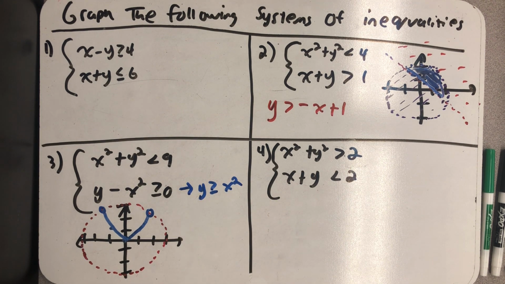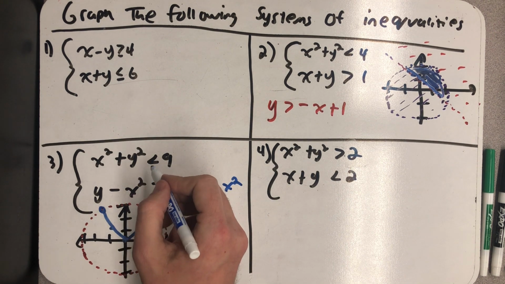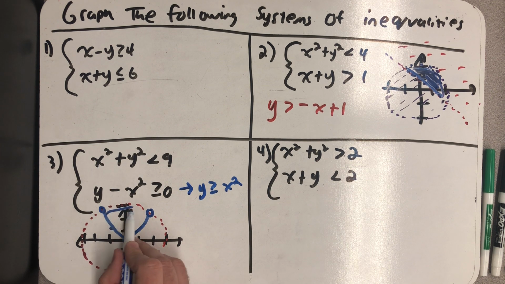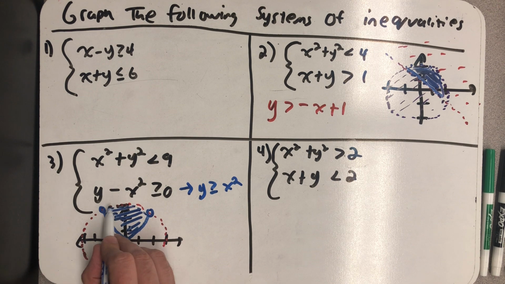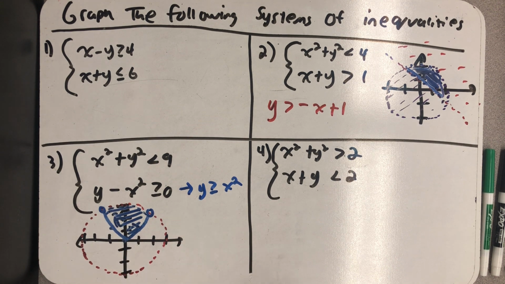Y is greater than or equal to x squared. I need to be inside the circle but above this parabola. So that's this little shape. It's curved and doesn't include that arc there. All right, pause the video here and give this one a try.